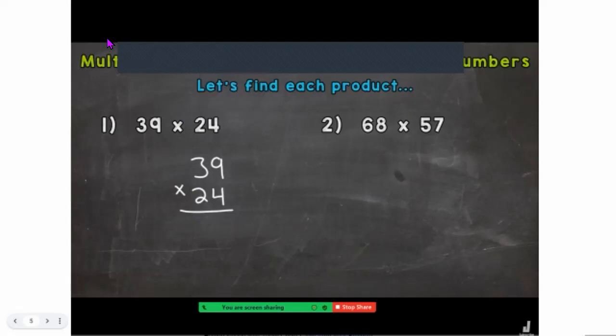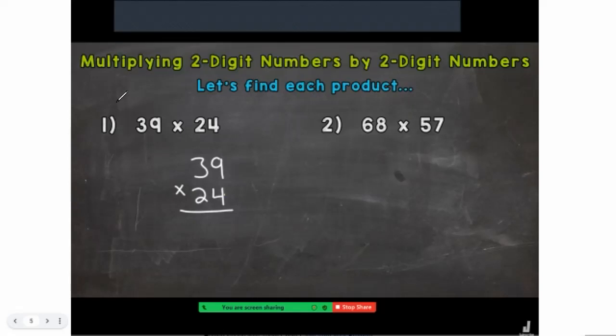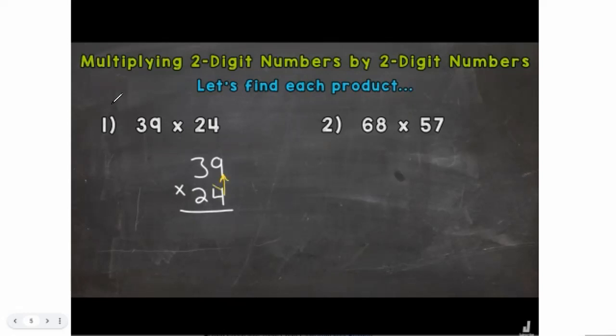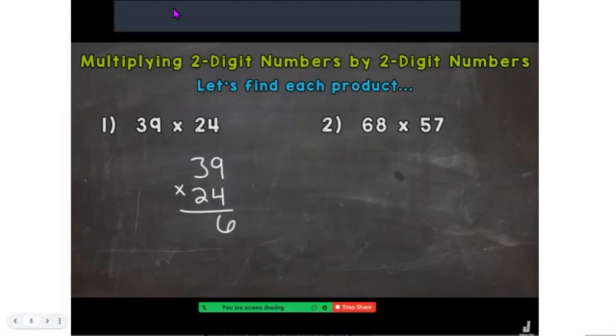So the process that we're going to go through, essentially what we're going to do is 4 times 39 and then 20 times 39. Now I said 20 times 39 because the 2 in 24 has a value of 20. So let's go through this process, and the first thing we're going to do is 4 times 9, which gives us 36. Now we carry our 3 to the tens place there.